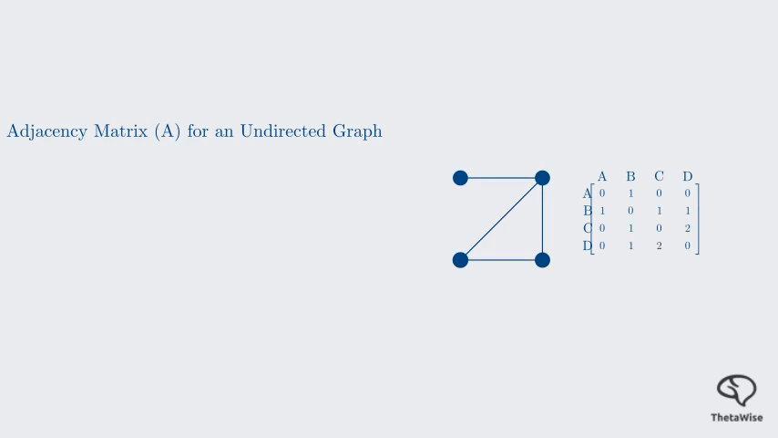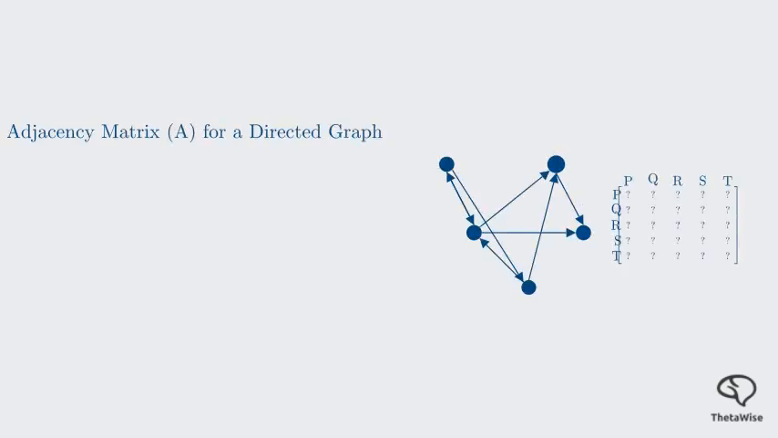Let's look at the entry in row C, column D. It's 2. This means there are two edges connecting C and D. Let's verify, and yes, there are two distinct lines between C and D. Now let's construct the adjacency matrix for this directed graph, with vertices in order P, Q, R, S, T. This time we cannot assume symmetry. Let's fill it out. The P row shows connections from P.